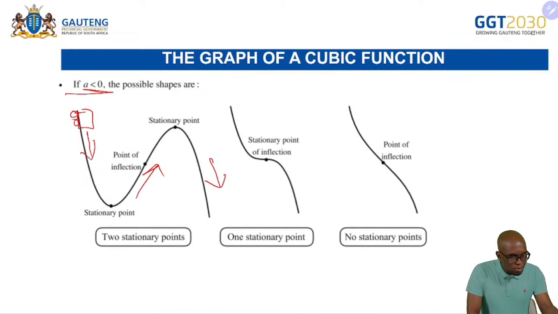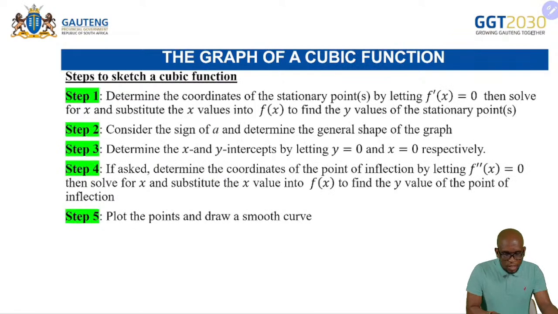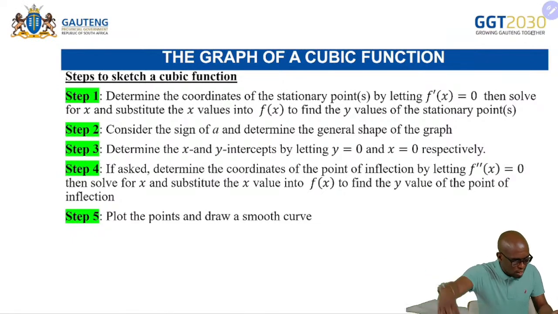Now, the steps of drawing a cubic curve: you have to find the stationary points, the turning points, by equating the gradient, or the derivative, to 0. You have to find the x-intercept, the y-intercept, and the point of inflection. And then you join those points to draw a smooth curve.